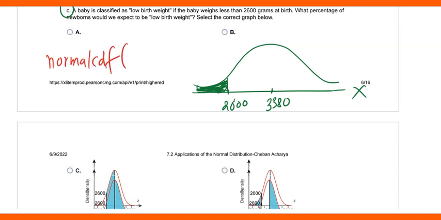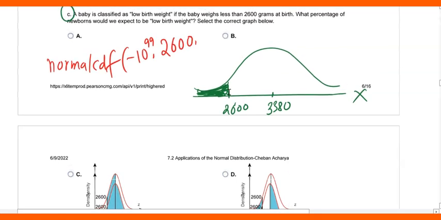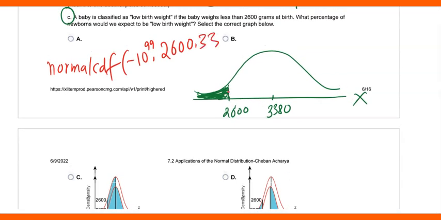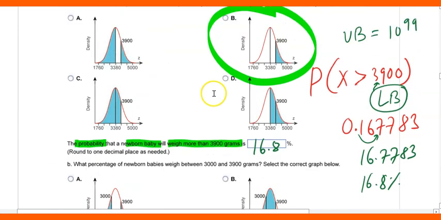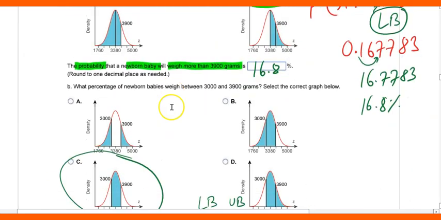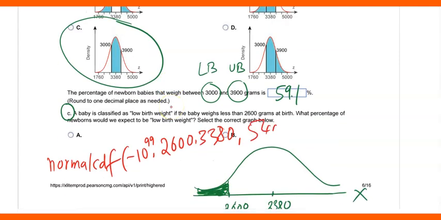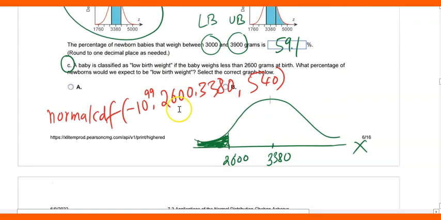Normal CDF. And lower bound. Do you know what the lower bound for this area is? You remember that this is the area on the left. Therefore, we don't know how far left it goes. Therefore, the lower bound is going to be negative 10 to the power 99. Upper bound is going to be this point, 2600. The mean is going to be 3380, comma, standard deviation is, you have it here, 540, and you use a calculator to find the area.